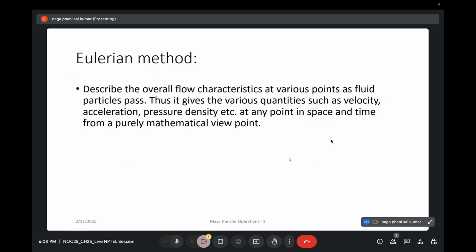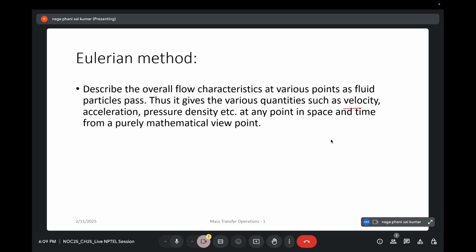We also have a second method, that is the Eulerian method. Here in the Eulerian method we will describe overall flow characteristics at various points as a fluid passes through that particular point. This means it gives various quantities such as velocity, acceleration, pressure, density, etc. at any point in space and time from a purely mathematical viewpoint. Let's see how we'll be expressing velocity and acceleration in the Eulerian method.